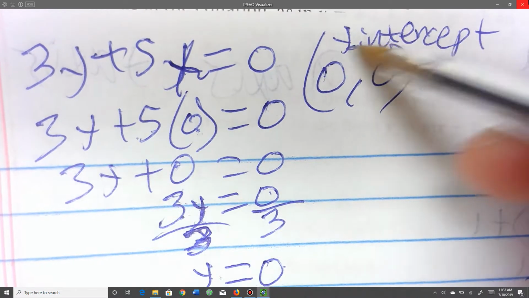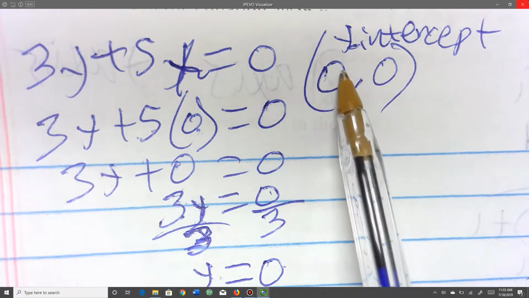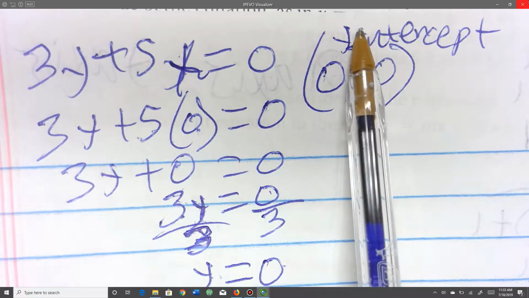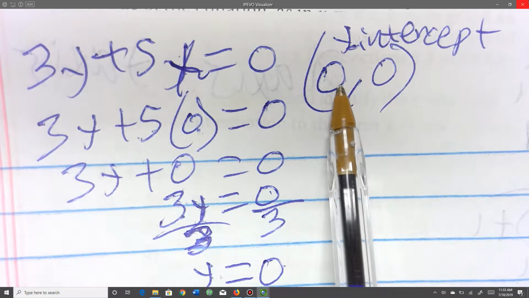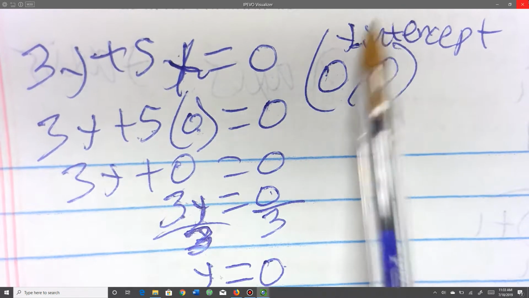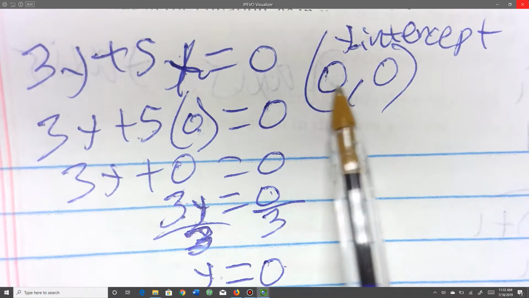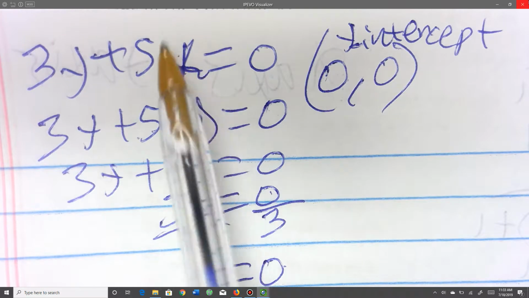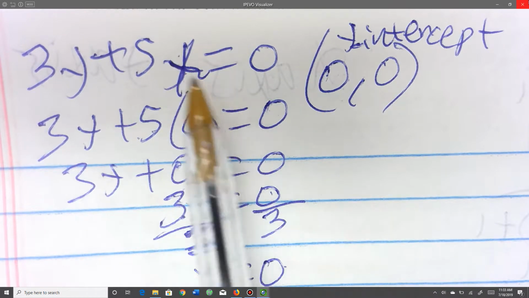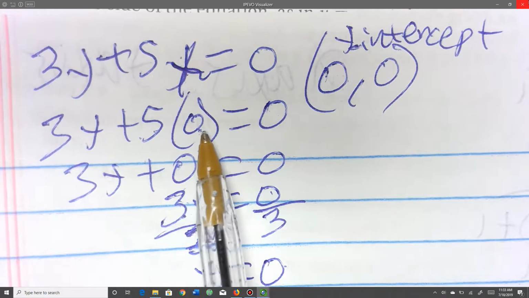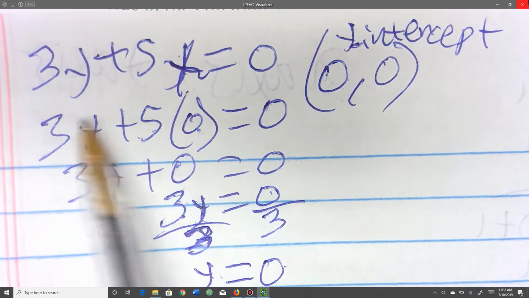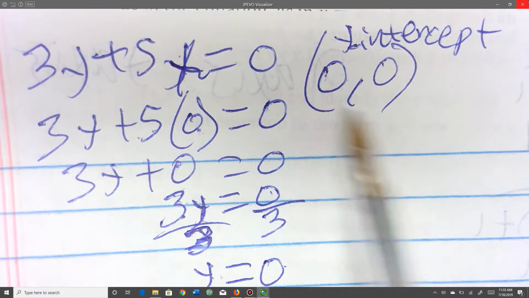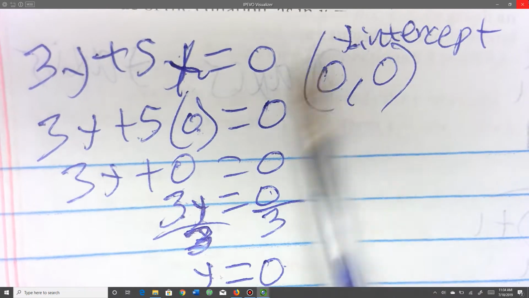That's the y-intercept, because remember that all y-intercepts are going to have x values of 0. Therefore, you can plug that value into the equation and solve for the y variable. All right, so the y-intercept is 0, 0.